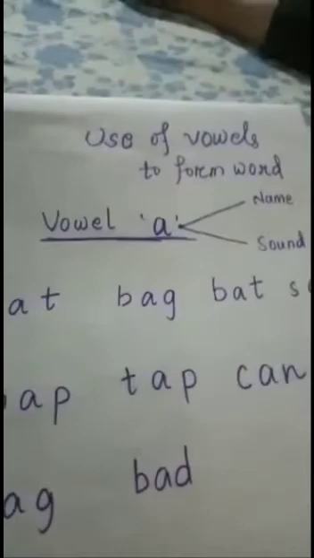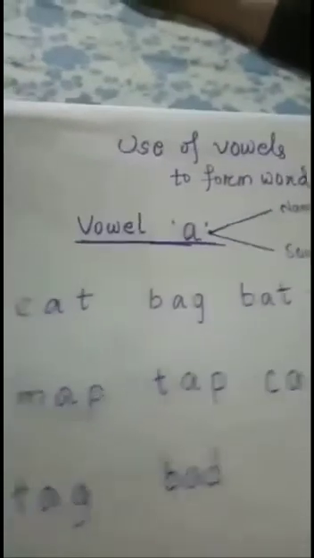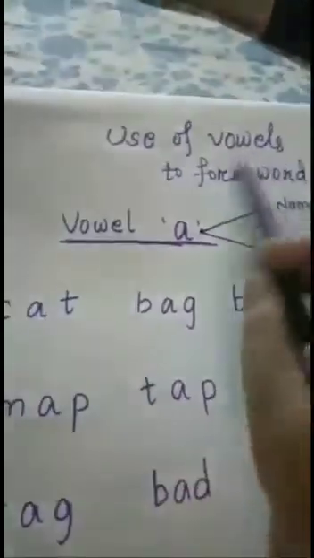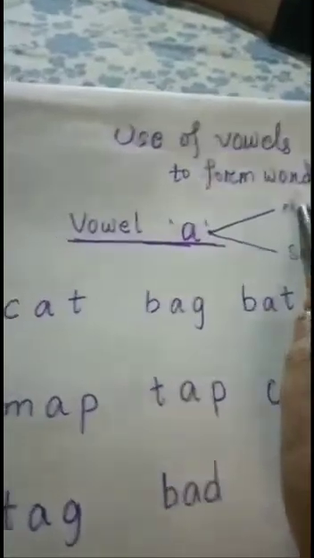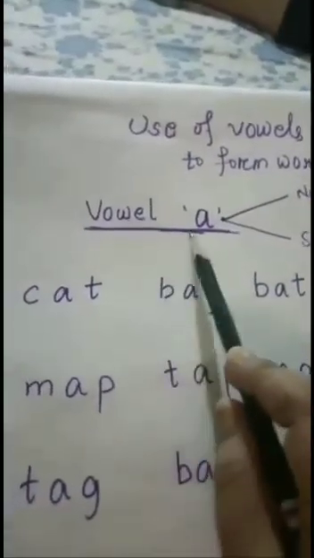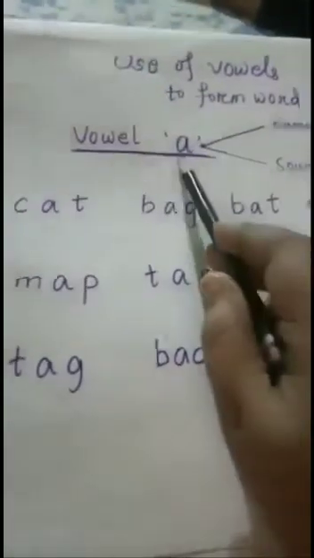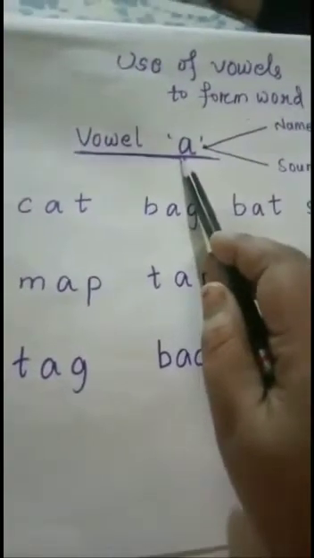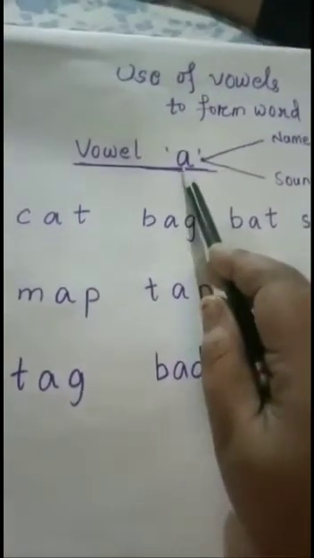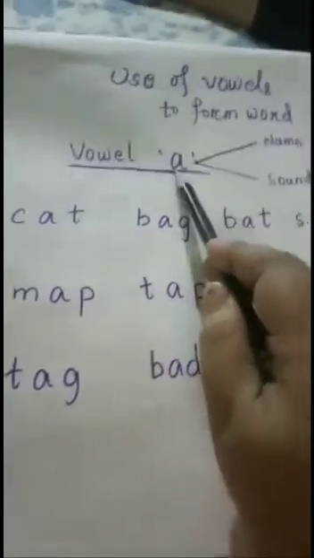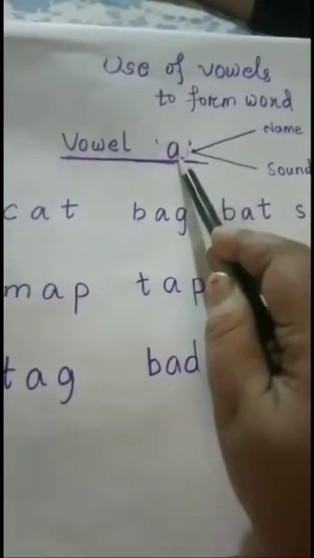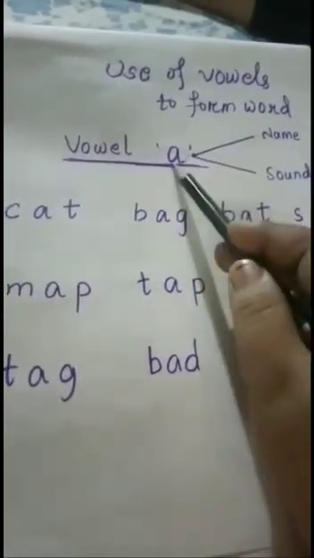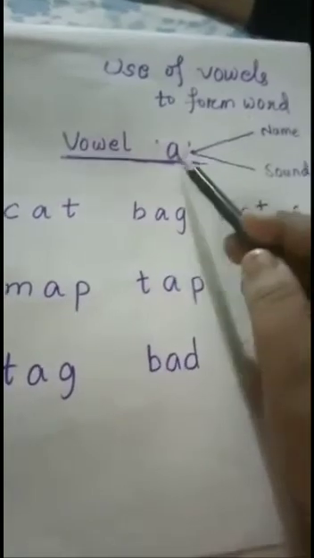Now the next topic, the new topic, is use of vowels to form words. And the vowel that today we are going to learn about is A. Today we will learn how we can form different new words using this vowel A. A is the name of this letter.